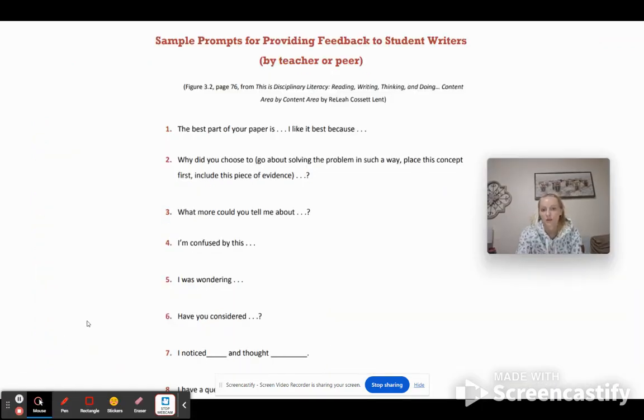And these are some of the sample prompts that I would give as feedback to my students, such as: the best part of your paper is, I like it because, I'm confused by this if they didn't put their pollination process in order, and have you considered maybe adding more thoughts and feelings to the point of view of the character they chose?